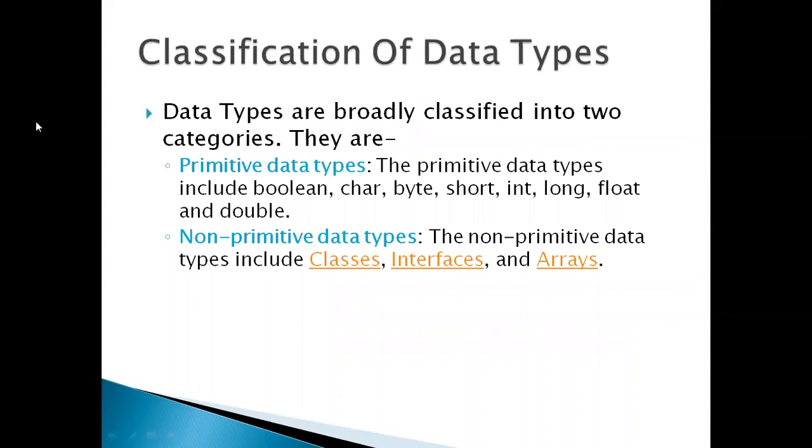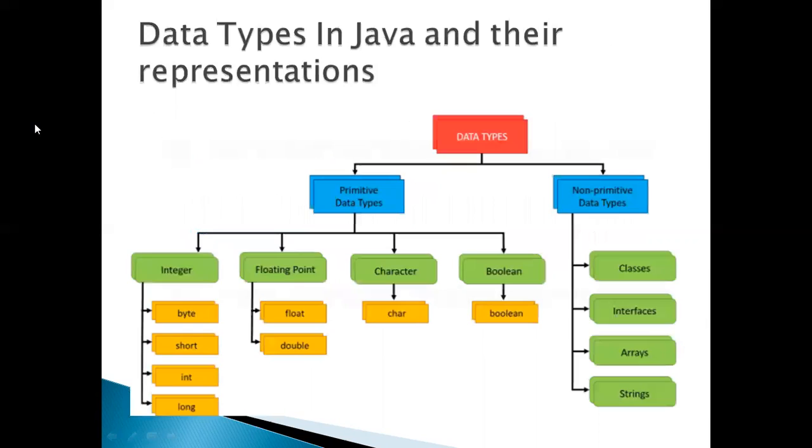Now, classification of data types. Data types are broadly classified into two categories. One is primitive data type and the other is non-primitive data type. The primitive data types are boolean, character, byte, short, int, long, float and double. These are the data types that are pre-existing in Java. And non-primitive data types are those data types that we make using these primitive data types based on our convenience. Non-primitive data types include classes, interfaces, and arrays.